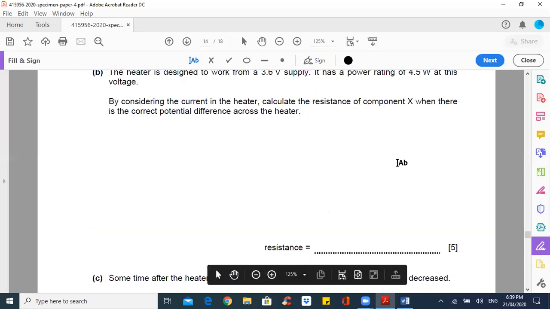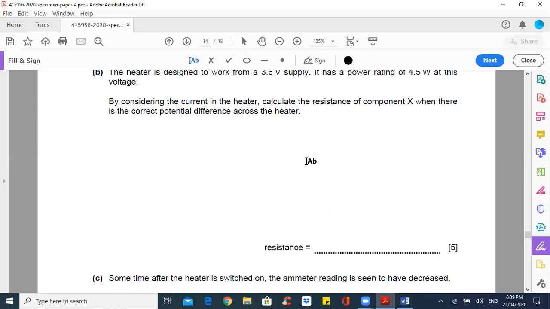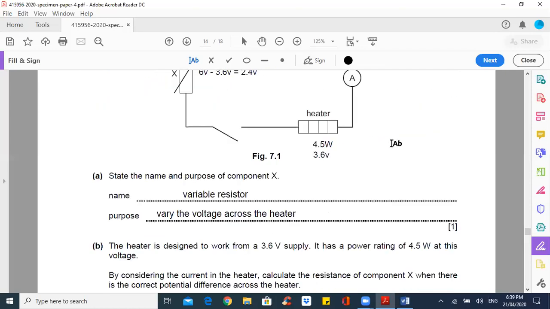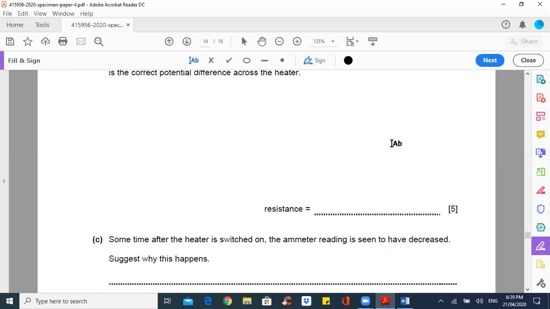So we want to calculate now the resistance of X. To calculate the resistance, we need to calculate current. Going back to the basic formula, V equals I multiplied by R. We want to find R, so R is V divided by I. But how do we find it? We have the V. We calculated the V to be how much? 2.4 volts across the variable resistor. How did we get 2.4? We did that just now.